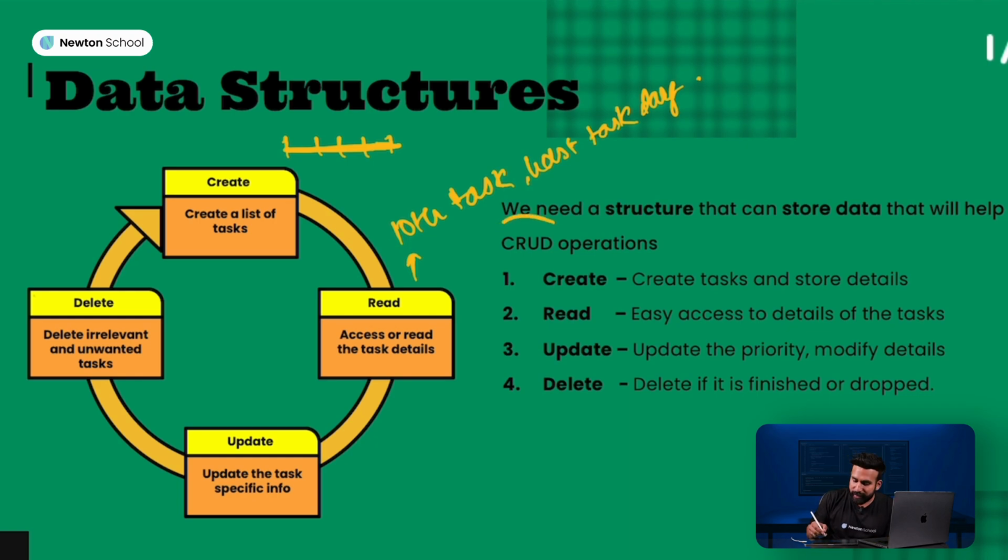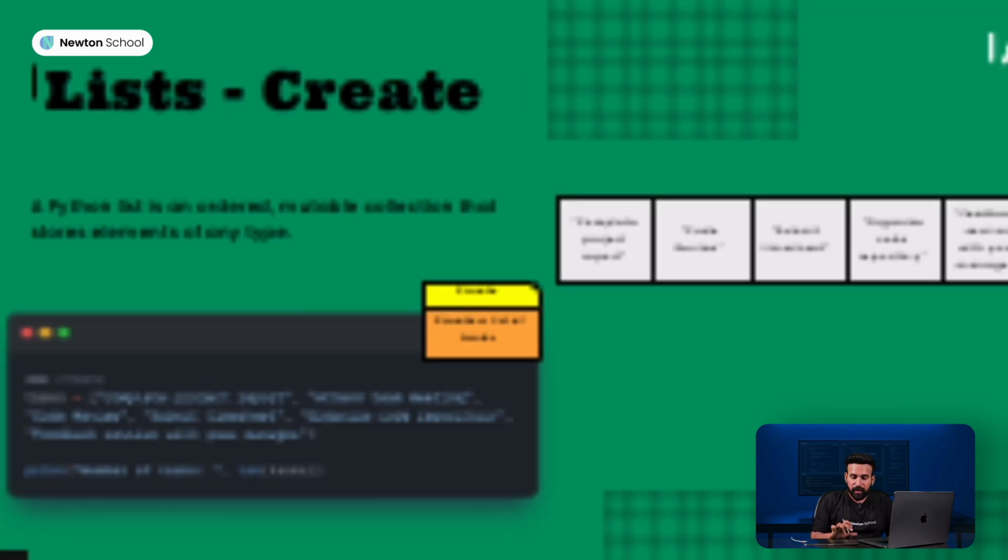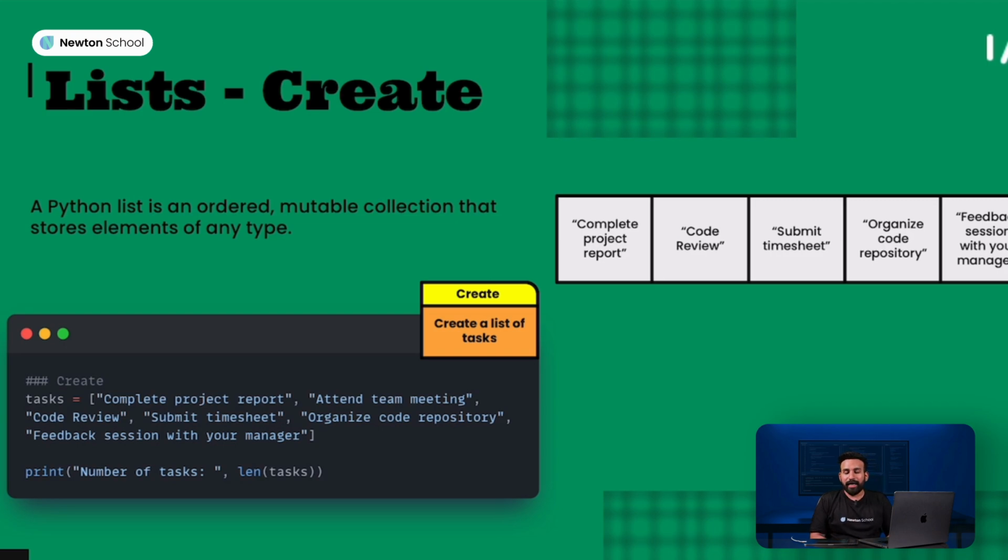We call this CRUD, in short. So ideally, a data structure should be able to store the data and should be able to help us with CRUD operations. What are CRUD operations? Create, read, update, and delete. All right. So we should be able to do these things in a good way, in an efficient way. Okay, let's start looking at our very first data structure.